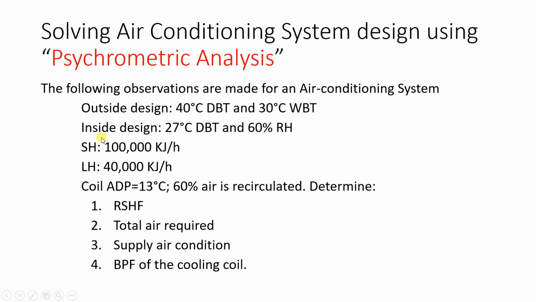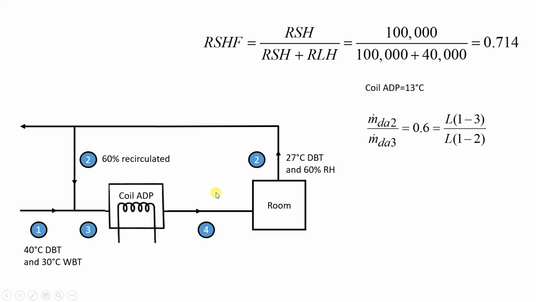Outside design condition, inside design condition data is given. Sensible heat, latent heat is given. Coil ADP is given and recirculated air percentage is given. You have to find the things which are asked over here. Now this is the setup.